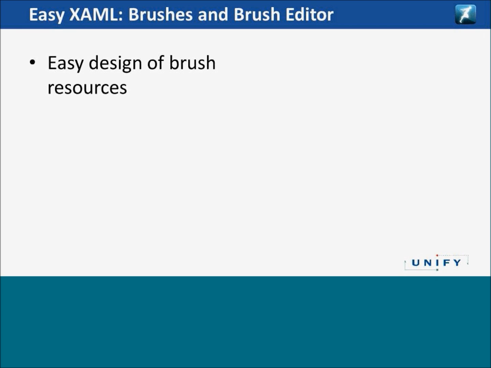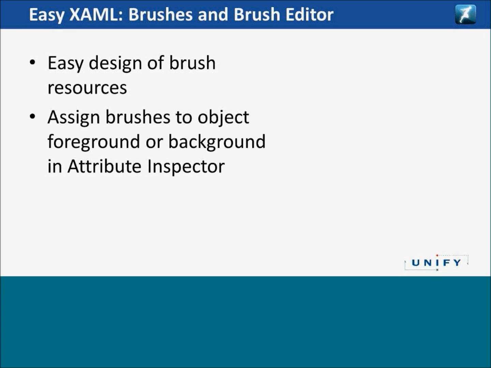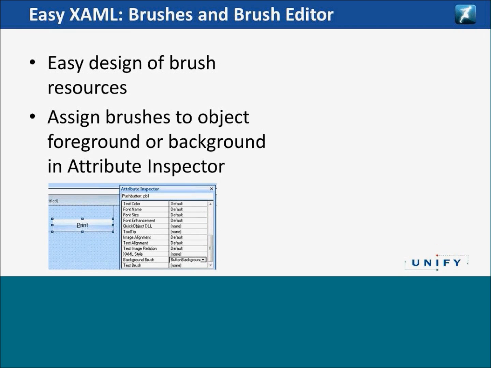So with easy XAML, easy design of brush resources. You can assign brushes to an object's foreground or background in Attribute Inspector. If you're running in Win32, those values will be ignored, of course. Here's what that looks like in the Attribute Inspector. You see the background brush there and the text brush, and you see that the background brush has been assigned a name of button background, which is a brush that has been defined.